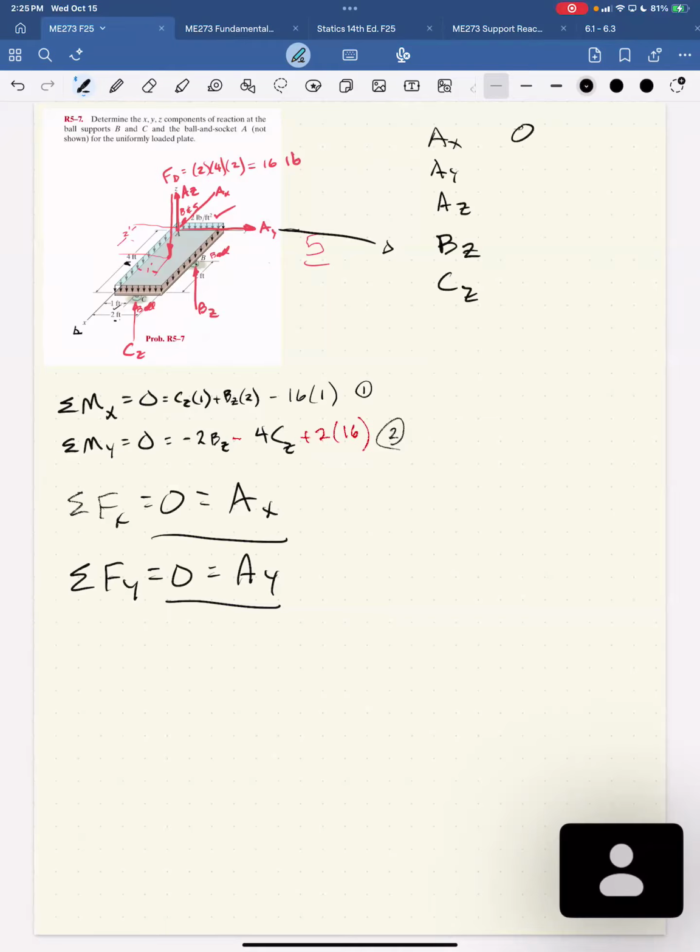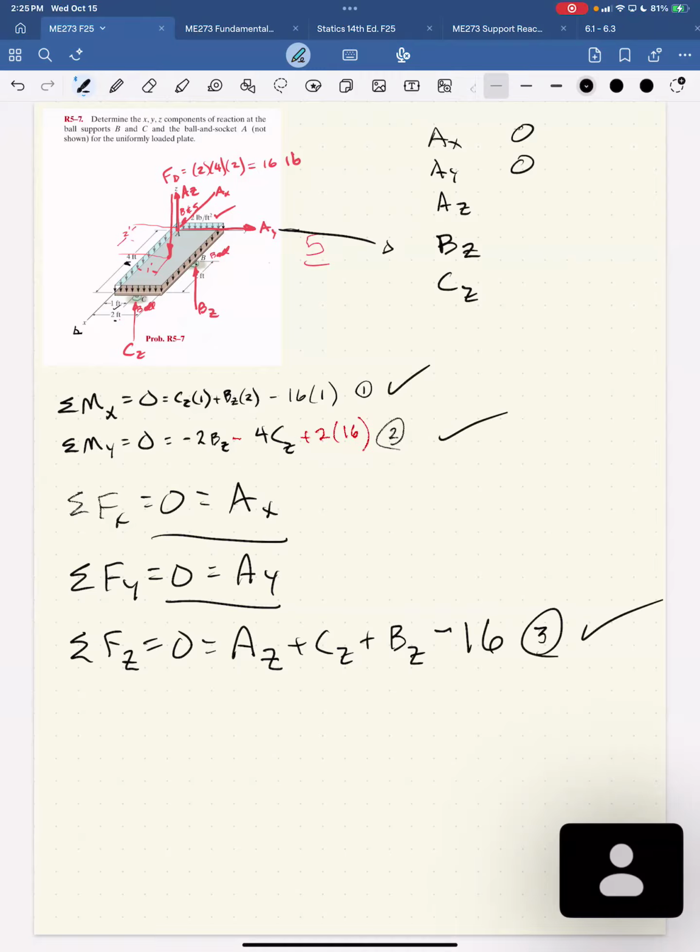So I got 2 equations, but I still have 3 unknowns left. The only thing left to do really is sum forces in the z direction, set that equal to 0. So I have the reaction at A, which I drew positive, plus CZ plus BZ minus the distributed load 16. So there's my third equation. I have to solve these 3 simultaneously. And when you do that, you get AZ is 5.33 pounds. BZ is 5.33. Just so happens they're all the same magnitude. Go figure. I did check that and it is right.